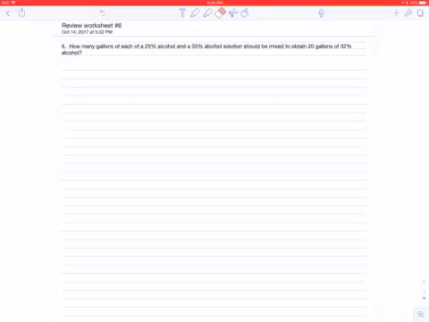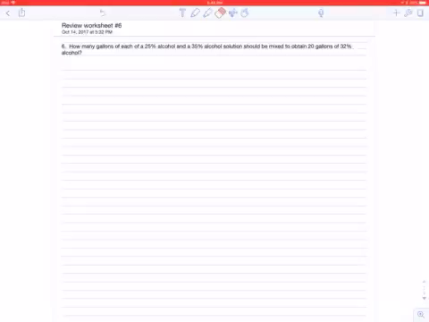How many gallons of each of a 25% alcohol and a 35% alcohol solution should be mixed to obtain 20 gallons of a 32% alcoholic solution. All right, so there's two things that I want to know. I want to know the number of gallons in a 25% alcohol solution and the number of gallons in a 35% alcohol solution. So I'm going to use two variables.